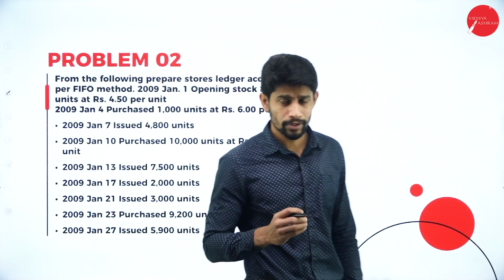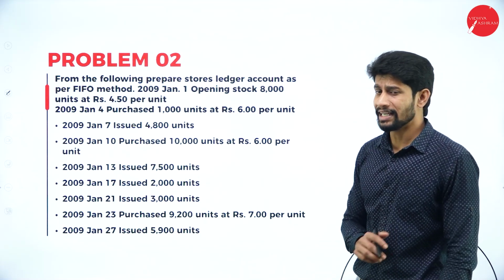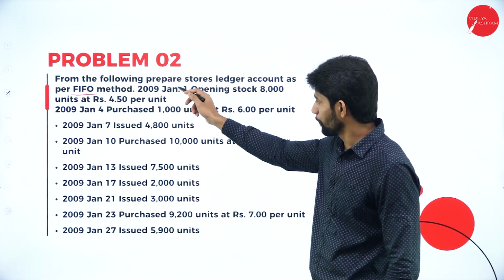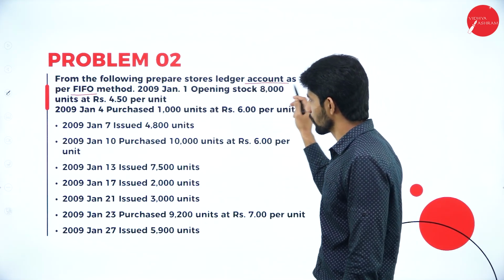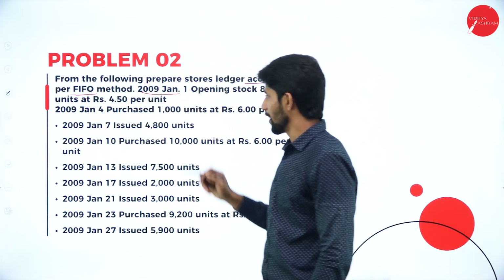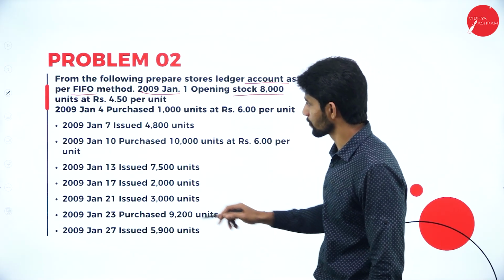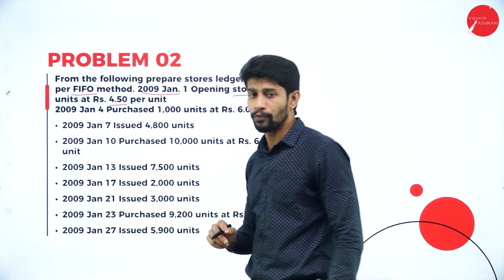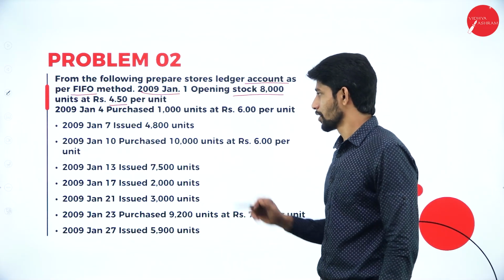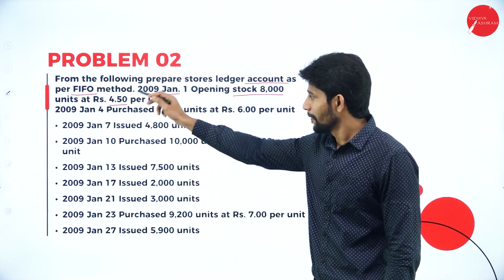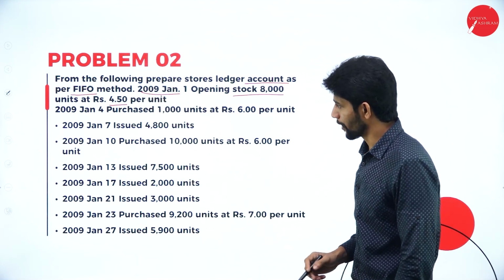Yes, in this problem also we are supposed to find out the stores ledger under FIFO method, that is first in, first out. So from the following, prepare stores ledger account as per FIFO method. As on 2009 Jan 1st, opening stock is 8,000 units at rupees 4.5 per unit. So what is the opening stock on 1st Jan? It is 8,000 units at rupees 4.5 per unit.